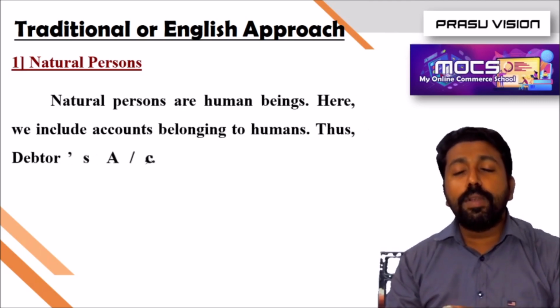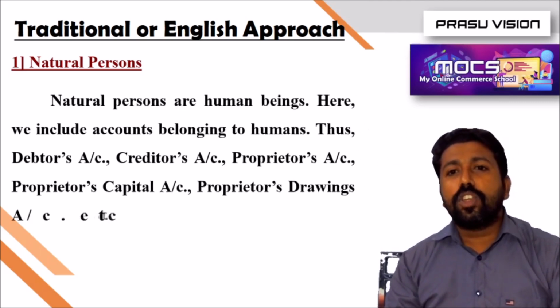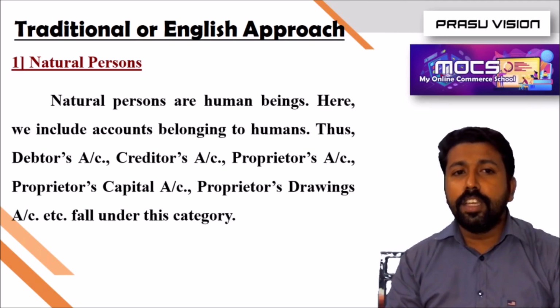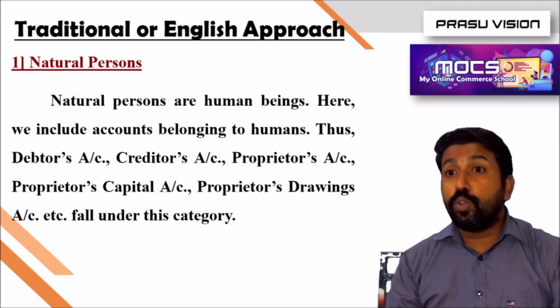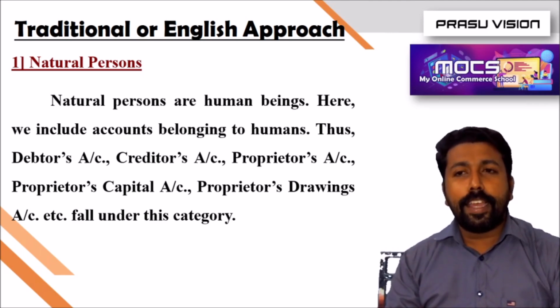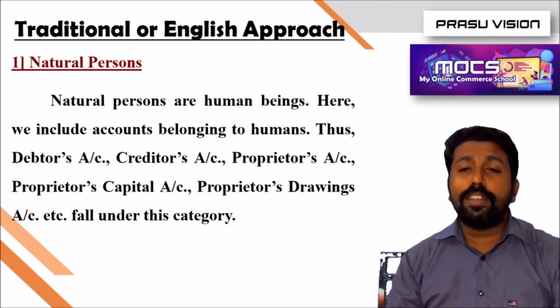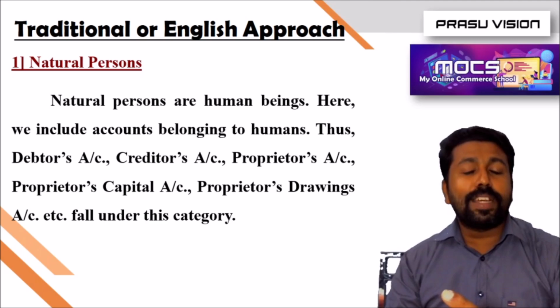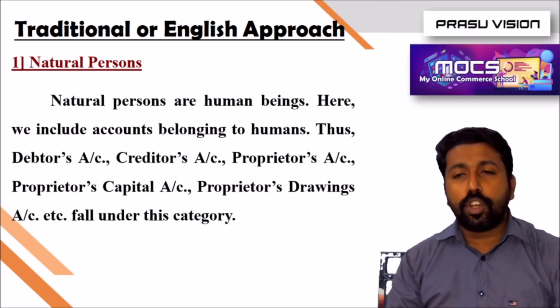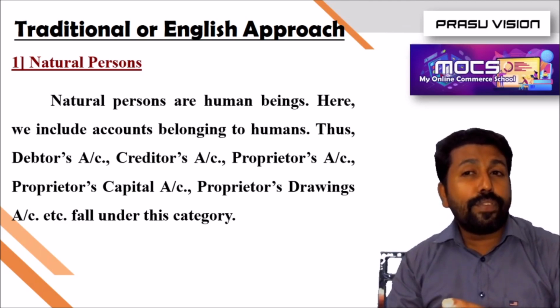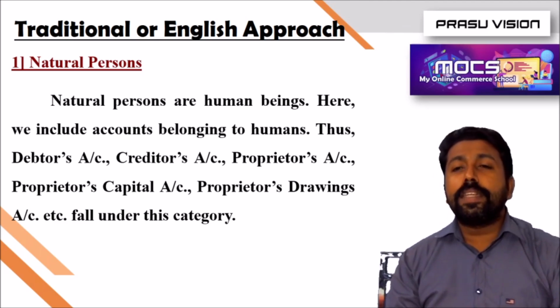That is the best example we can say under natural persons account. So natural persons are human beings. Here we include accounts belonging to humans like debtors, creditors, proprietor's capital account, proprietor's drawings account, etc. These all items come under the category natural person. So remember, these are the different aspects we are finding out from the transaction.